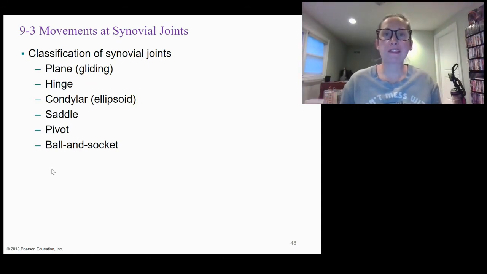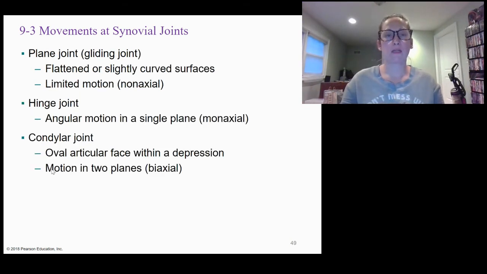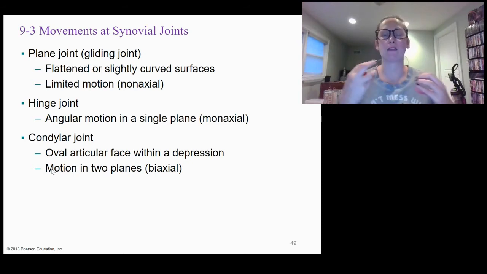Next, with synovial joints, we also classify within the synovial joint category into these 6 structural categories, depending on how they are made. So we have plane, hinge, condylar, saddle, pivot, and ball and socket. And something that you want to be able to recognize for each is what planes of motion can we work on? Are we non-axial, monaxial, biaxial, triaxial? And then what are some examples of each of those?